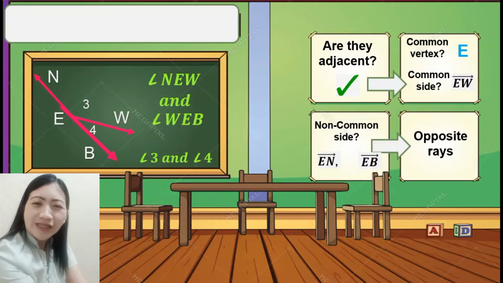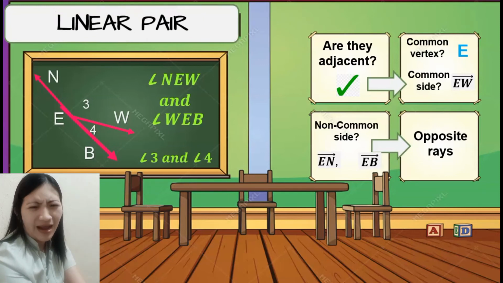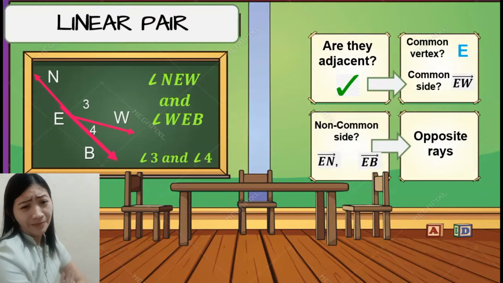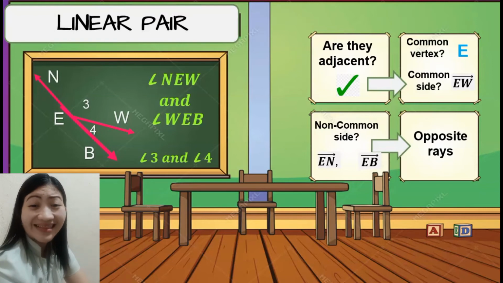Okay? So, pag ganito ang given na pair of angles, ano ang tawag sa relasyon ng dalawang angle na to? So, you call this as linear pair. Bakit kaya siya tinawag na linear pair? From the word linear, it forms a straight line.